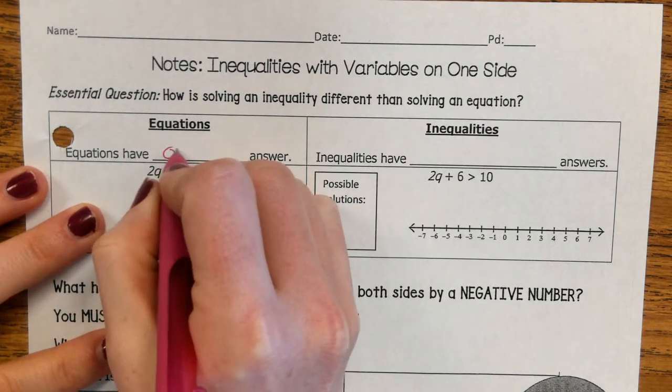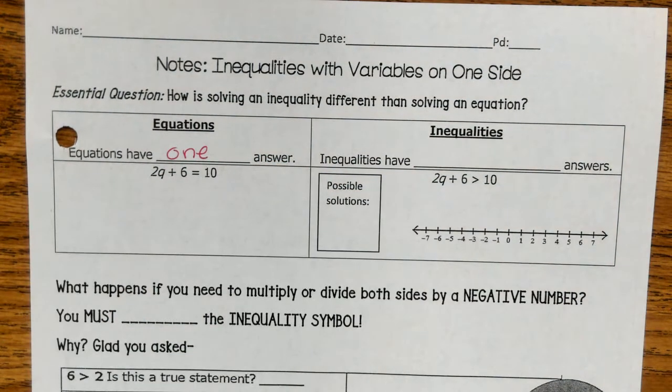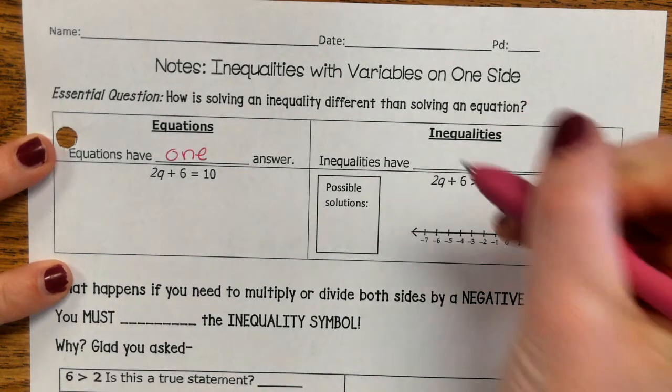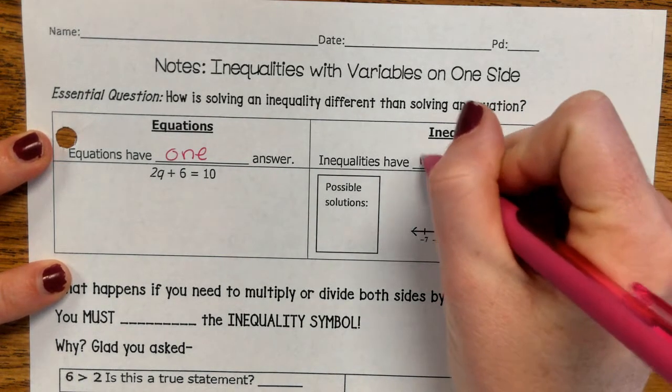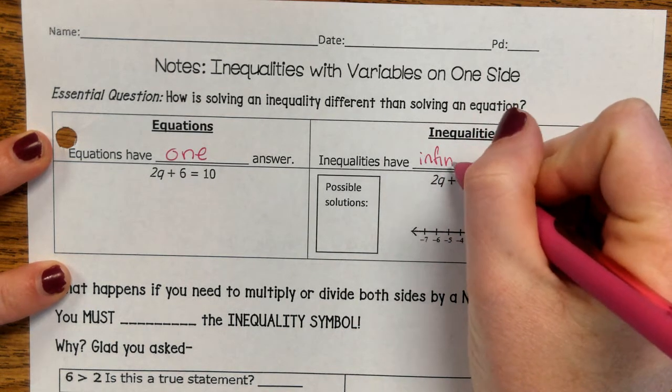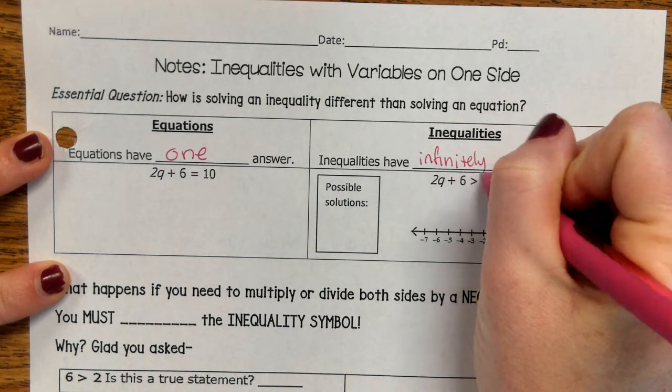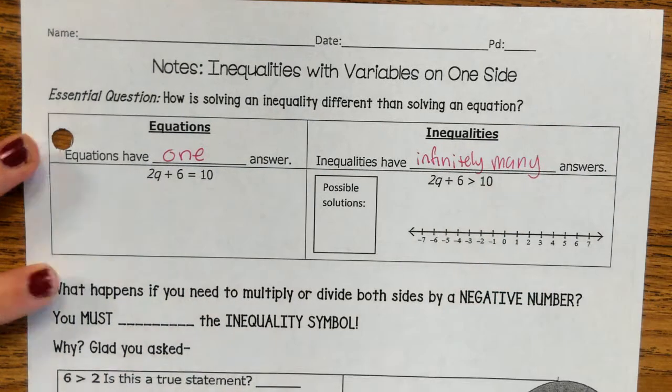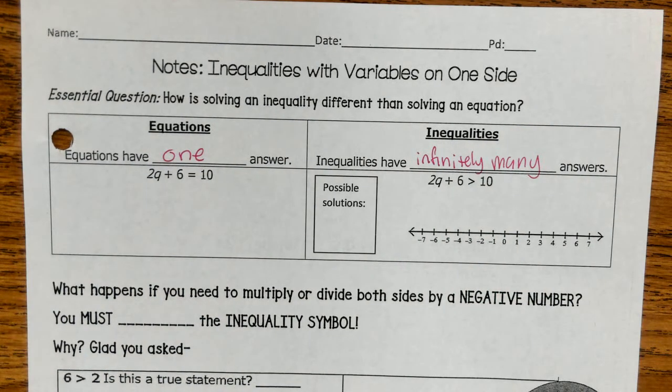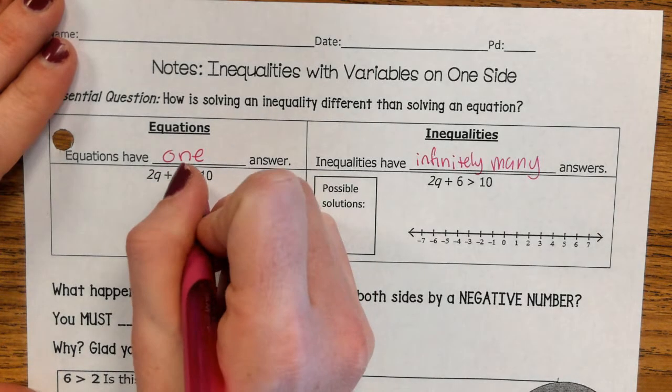Equations have one answer. It is whatever the single number is that you can plug into the variable so that both sides of that equation are exactly the same. And inequalities have infinitely many answers. So there's one answer for an equation, lots and lots of answers for inequalities. But you solve them exactly the same.